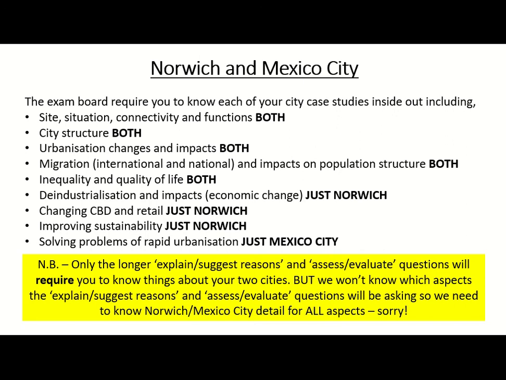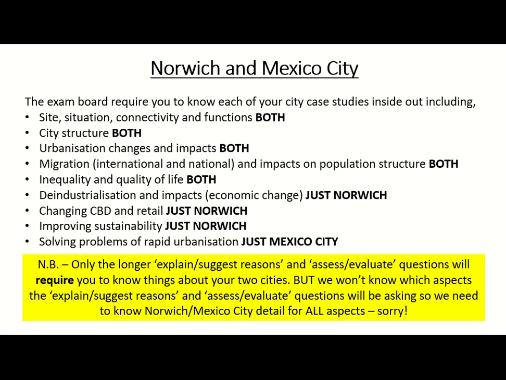Okay, so expect it for the 8-mark question for sure, and also expect at least one extended answer, sort of 3 or 4-mark question as well, that might ask you to use another one, because they'll want to ask you about both Norwich and Mexico City, or assess your knowledge of developed cities and less developed cities as well. So you need to know it, and there's no getting around it. It's just hard graft, I'm afraid.